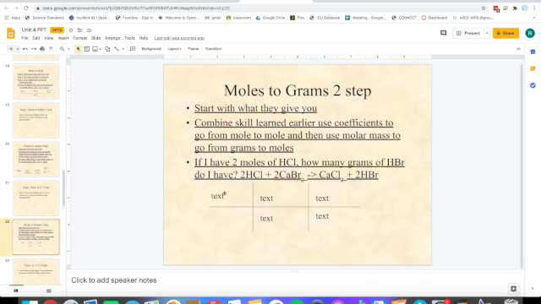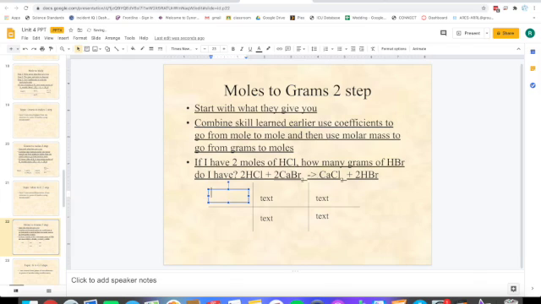So this first box, hopefully by now you know it is always what they give you. In this case, it's 2 moles of HCl. So that's what goes right here in this box. 2 moles of HCl. Now, whatever unit this is, what's diagonal from it will always have the same unit, which will be mole of HCl. Now, up top, we are trying to get to grams of HBr.